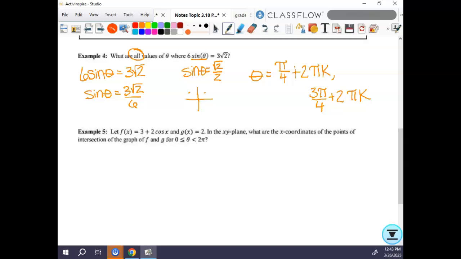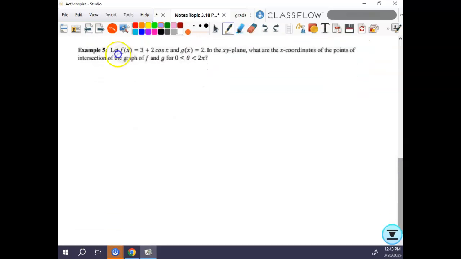What questions do you have? Anything? No question? Okay. Example 5. They give us f of x, they give us g of x, and then it says in the xy plane, what are the x coordinates of the points of intersection of the graph of f and g? So I need to set something up. What do I do to set this up? Set them equal to each other, exactly. So I've got 3 plus 2 cosine x equals 2.